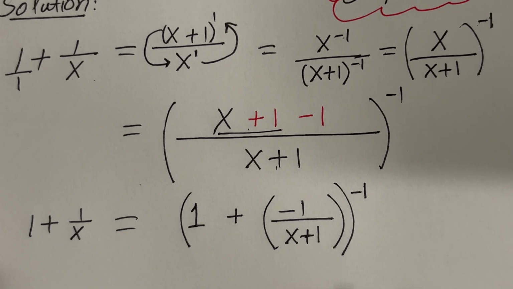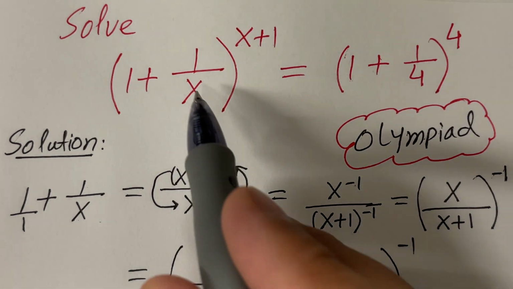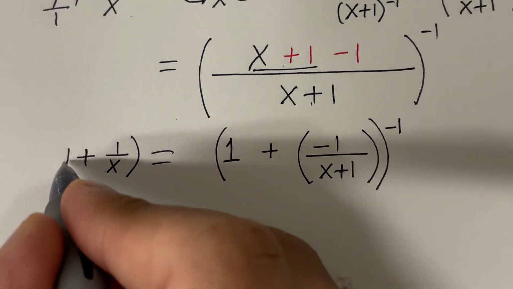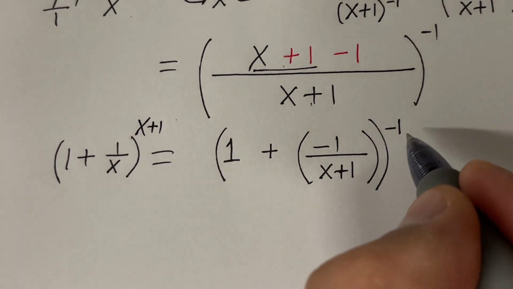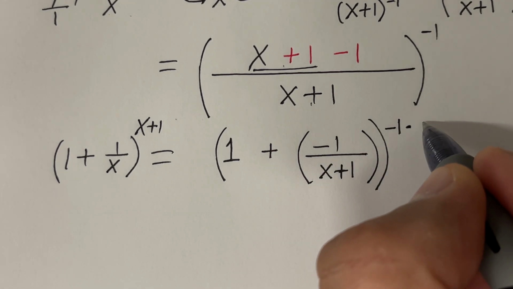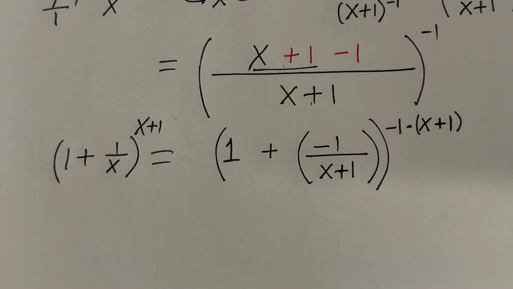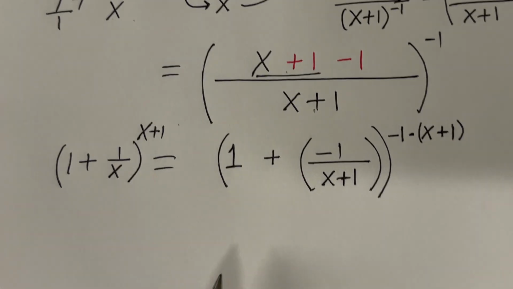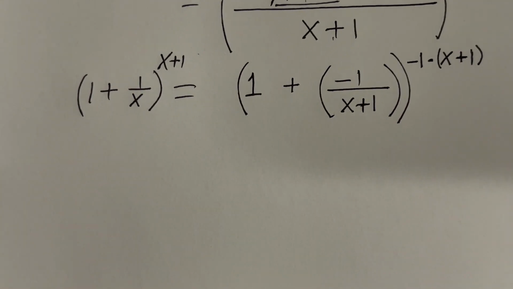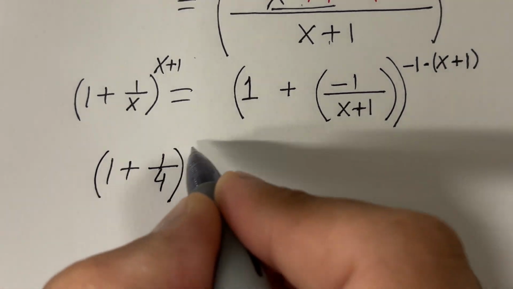Now if you look at the given question, we had the exponent on 1 plus 1 over x raised to the power x plus 1. So I will take the exponent x plus 1 on both sides. Therefore, the law of indices says you have to multiply the exponents, so you will have something like this. But what is this equal to? This is equal to 1 plus 1 over 4 raised to the power 4. Let me rewrite this as 1 plus 1 over 4 raised to the power 4.